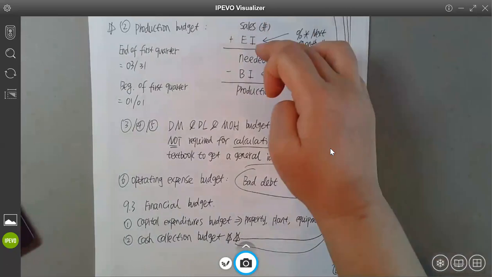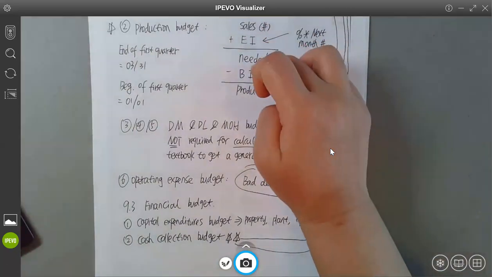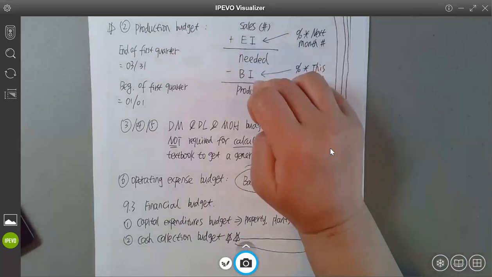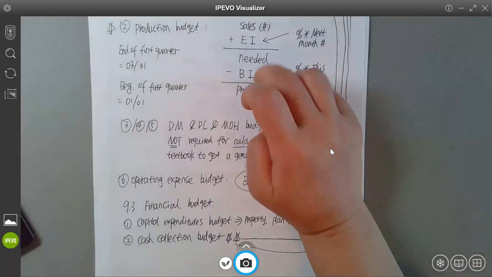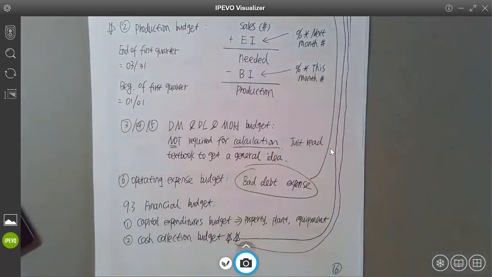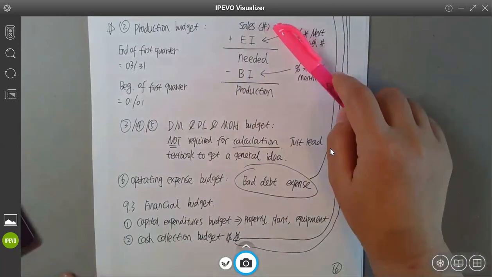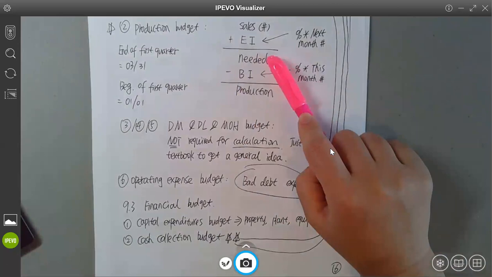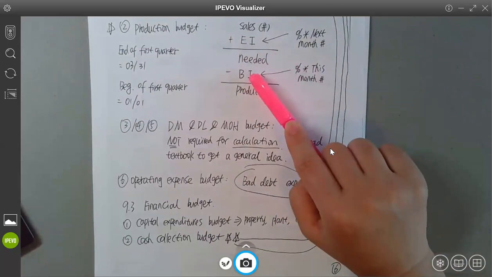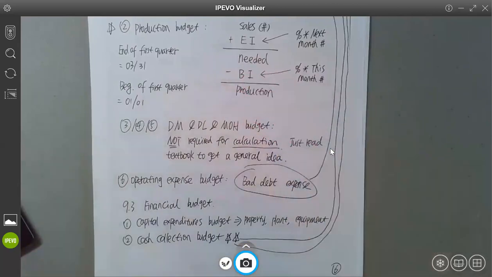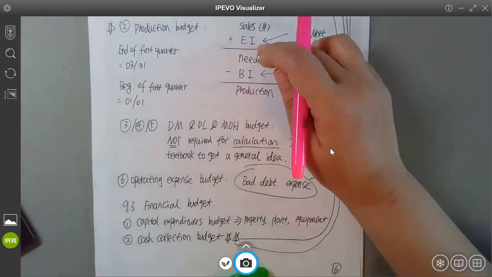So your sales plus your ending inventory will be the units you need. But you also have some beginning inventory from last month's ending inventory. So you subtract that one, and you get the units that need to be produced. Sales units plus your ending inventory gives you total units you need, minus your beginning inventory gives you the units you will produce. How do we get ending inventory?